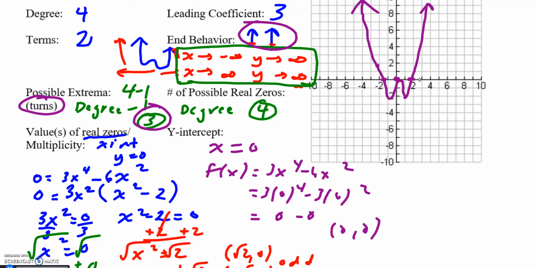Now, again, my graph is not perfect. If you would like your graph to be even more accurate, remember what you could always do is plug in any x value.